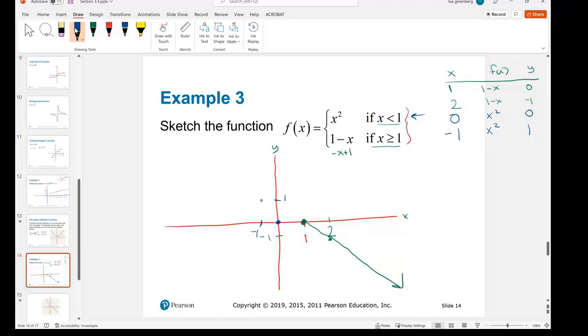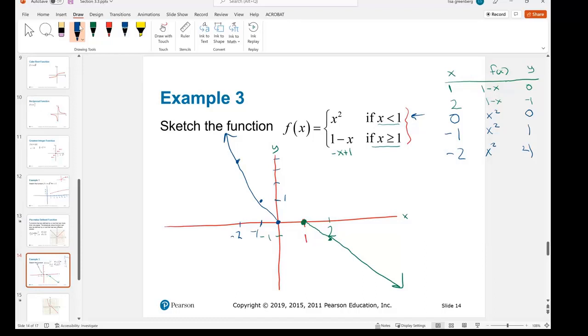So I have this point. Let's say when it's negative 2, it's going to be 4, right? Because we're going to use x squared. So this is 4. So 1, 2, 3, 4. So it's kind of going to go like this, okay? The only problem is I don't know what's happening between 0 and 1, because I've just picked whole numbers, right?